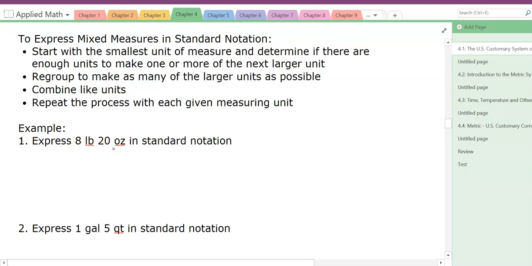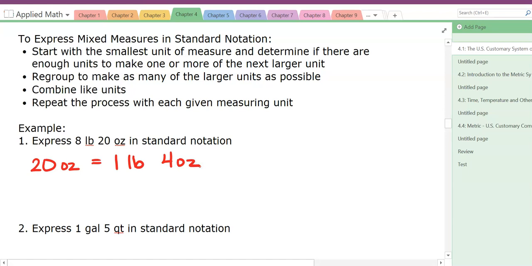The 8 pounds is fine, but the 20 ounces needs to get changed because we do have a full pound in it. How many ounces are in 1 pound? 16. So what I do here is I look at just the 20 ounces. 20 ounces is the same thing as 1 pound, because that's 16 ounces. So then I think, what's 20 minus 16? 4. So there's 4 ounces left. So this is actually the same thing as 1 pound, 4 ounces.